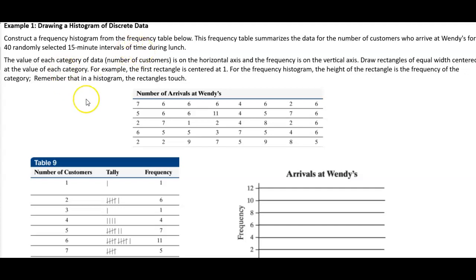Now the value of each category of data, the number of customers, is on the horizontal axis, and the frequency is on the vertical axis. We draw rectangles of equal width, centered at the value of each category. So for example, the first rectangle is going to be centered at 1. For the frequency histogram, the height of the rectangle is the frequency of that category. Now remember that in a histogram, the rectangles touch.